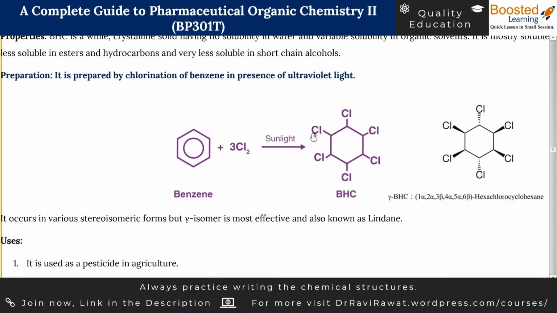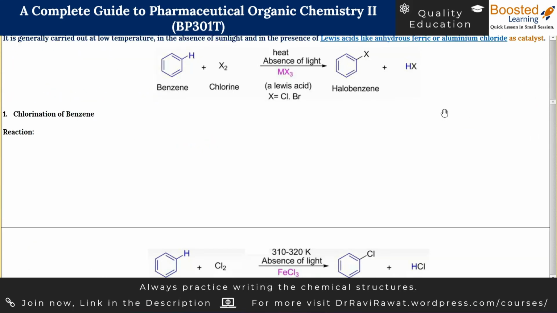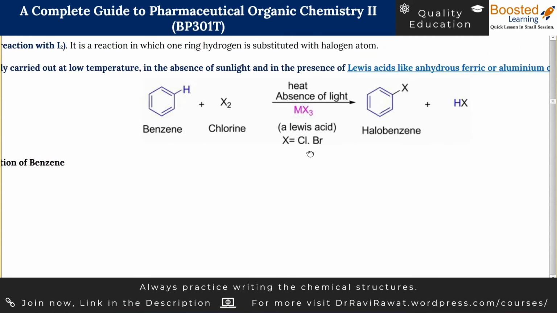Let us move to the method of preparation. This is prepared from benzene. If you react benzene with chlorine in the presence of light, note that we have also seen the reaction of benzene with chlorine in the presence of a Lewis acid. In that case it was an electrophilic substitution reaction, where the chlorine atom was simply replacing one of the hydrogens of benzene.